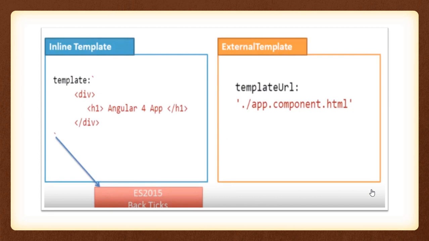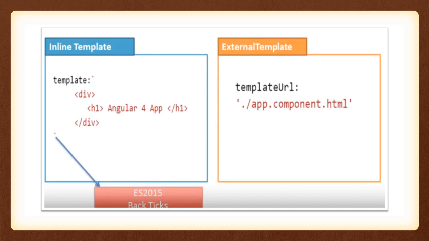So we just discussed inline templates and external templates. In the case of the inline template, we use the template property and write the HTML content inside the TS file, that is the TypeScript file, using backtick characters. This one is the backtick character, which is a feature of ECMAScript 2015. In the case of template URL, we just refer to the path of the respective template HTML page. So this is how inline and external templates are used in a component.